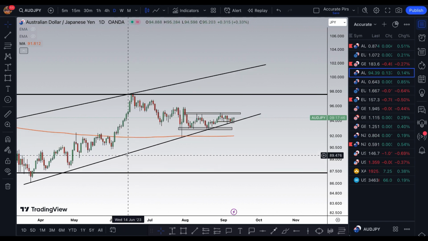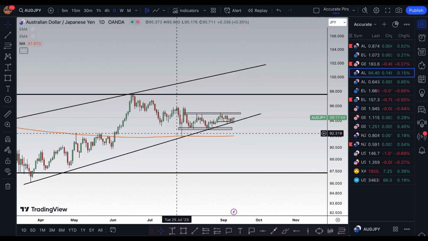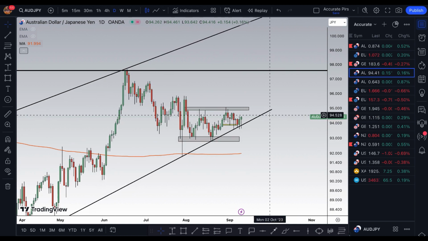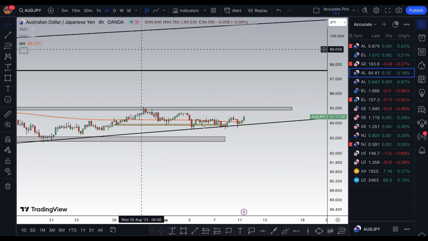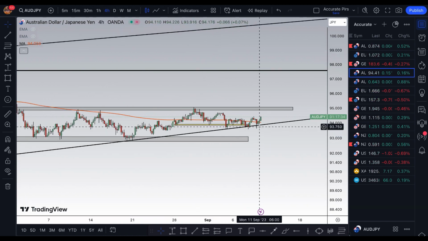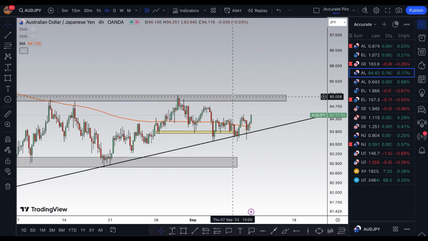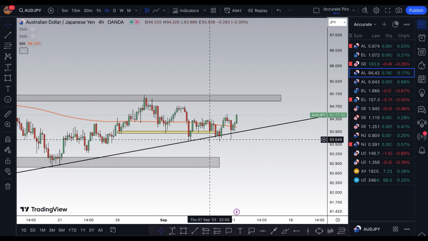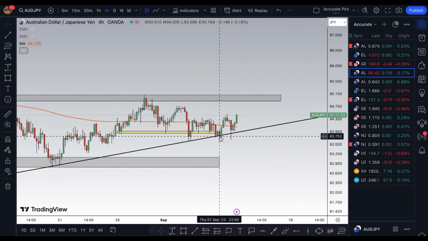Just by looking at this trend line, you get a clearer picture of what's going on. You can see this trend line has been kept intact. You can see the touches off of this trend line, and you can see the bounces. So with AUD/JPY, I'm probably not going to look to take any trade on this, just because we've missed the opportunities to get on a buy trade.